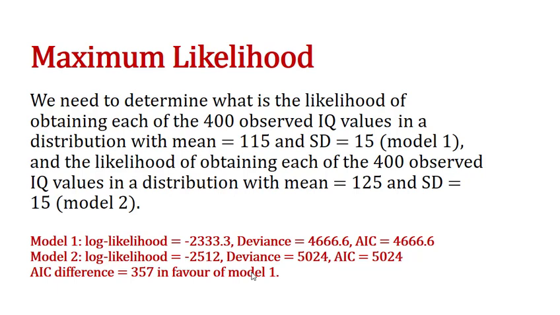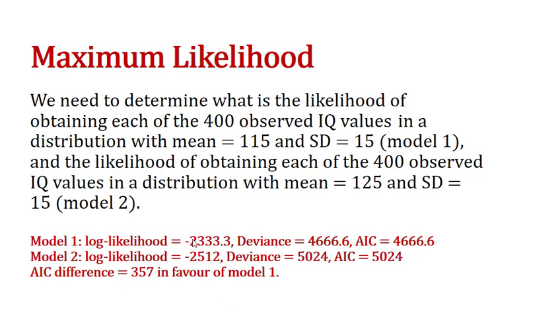Okay, and we do the same for model 2, except that it's a different distribution, with a mean of 125. So the value 80 will be much less likely in the distribution with mean 125 than in the distribution with mean 115. And let's say 130 will be much more likely under the distribution with mean 125 than the one with a mean of 115. So we did that for both models.